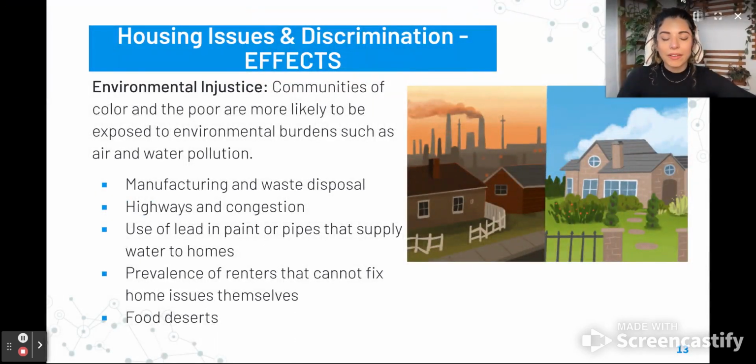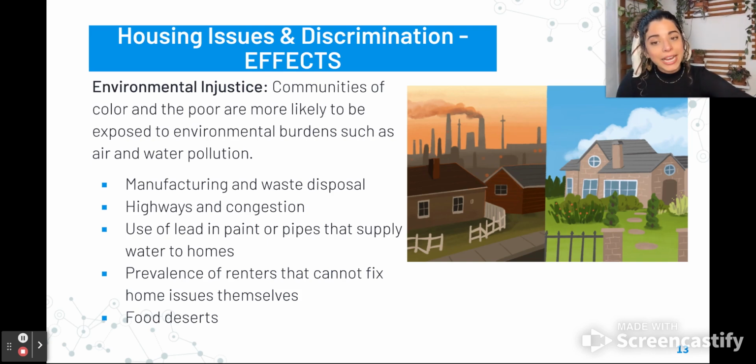And finally, we have environmental injustice. Essentially, communities of color and the poor are more likely to be exposed to environmental burdens, such as air and water pollution. This is tied to a few different things like manufacturing and waste disposal. It's usually low-income neighborhoods that are next to garbage dumps and next to factories. Also, highways and congestion. Those areas tend to be lower income. That's a lot of noise pollution, a lot of things that maybe people of upper class don't want to deal with in their living situations.